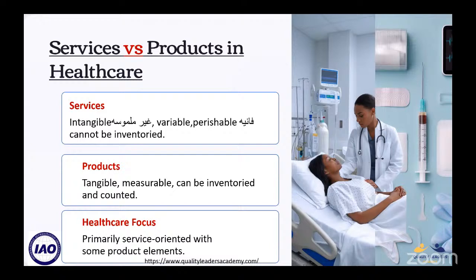Okay. What does intangible mean? Intangible means you can't hold healthcare in your hand. You can't examine it before purchase. Patients trust that they'll receive quality care, but they can't evaluate it the way they examine a product. Like if they go to buy an iPhone or some product, they can't examine healthcare in that way.